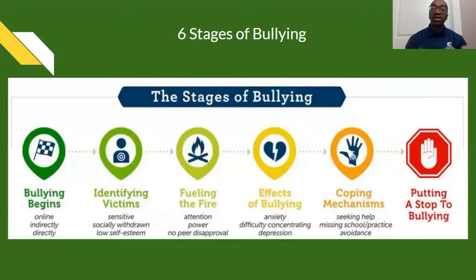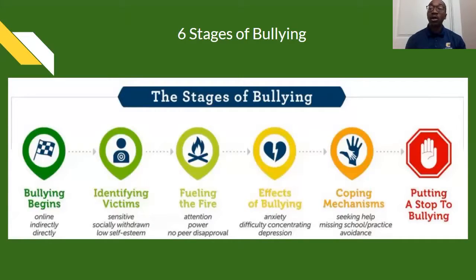So we're going to look at 6 stages of bullying. Stage 1, as you can see by the green circle, is when the bullying begins. That's when the person may be thinking of ways to bully others, whether using cyberbullying, verbal bullying, social or physical bullying.